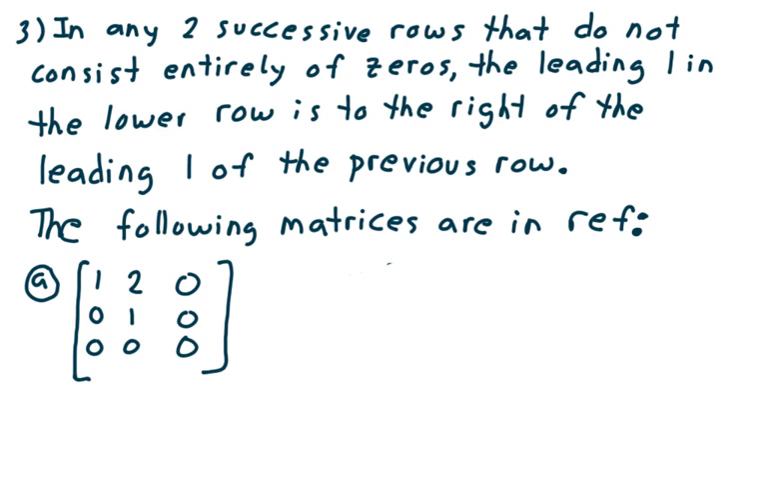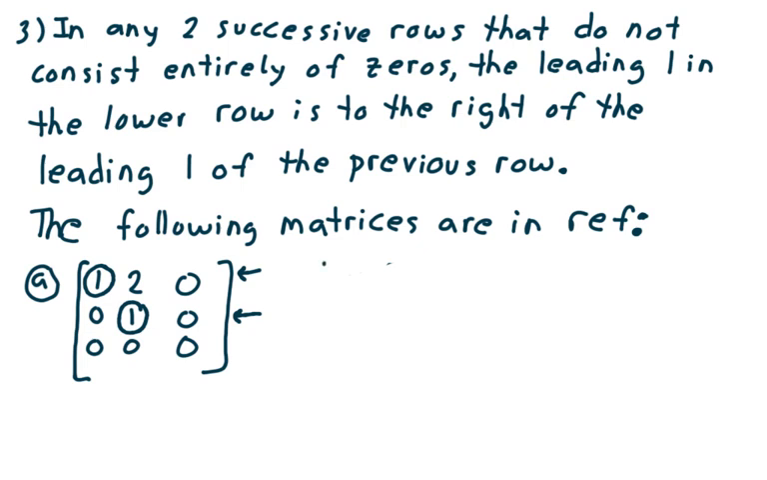If we look at the one in the first row, that's the first non-zero entry. If we look at the one in the second row, that is also the first non-zero entry. So the first non-zero entries in the first and second rows are ones, leading ones. Now, look at the second row of this matrix and the first row of this matrix. The leading one in the second row is to the right of the leading one in the first row. So all the conditions have been met, and therefore this matrix is in row echelon form.